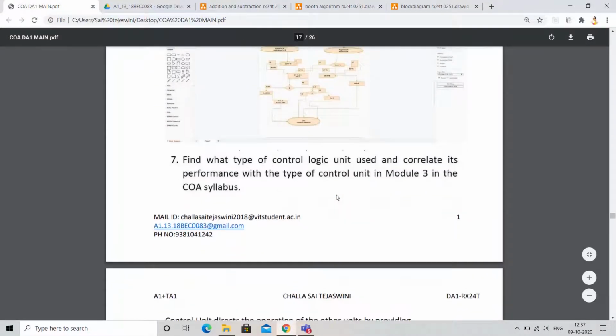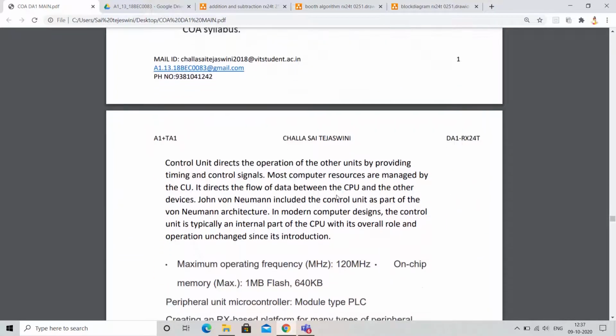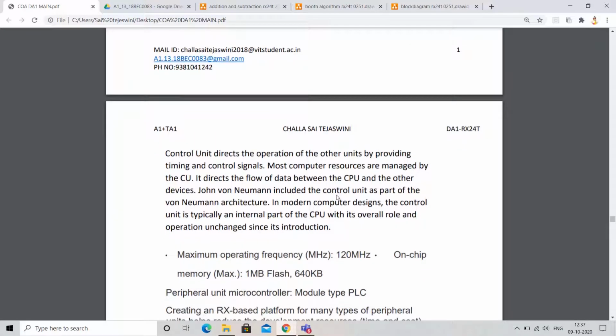Coming to the seventh question, find what type of control logic unit is used and correlate its performance with the type of control unit in module 3 in the COA syllabus. The control unit directs the operation of other units by providing timing and control signals, and these are managed by the control unit. It directs the flow of data between the CPU and other devices.